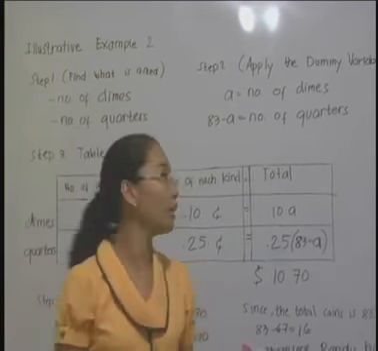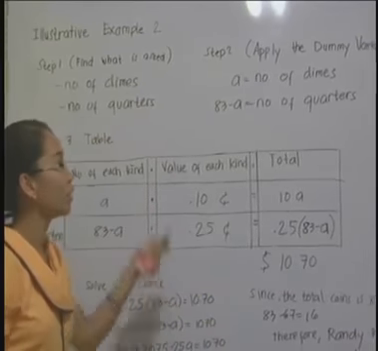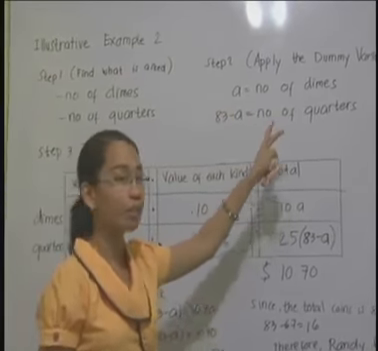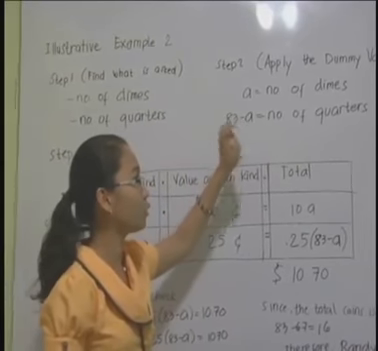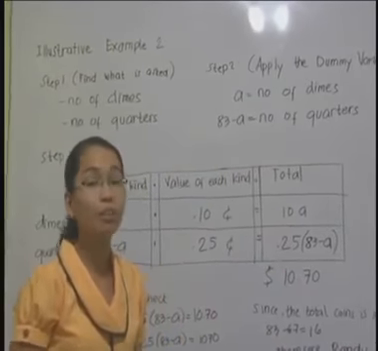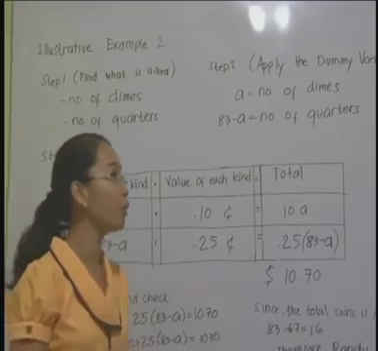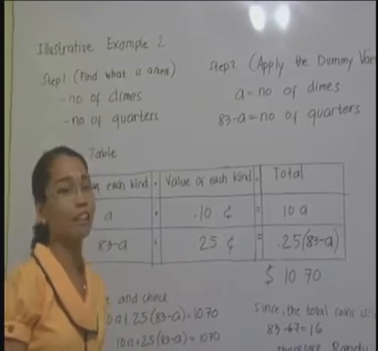Because we don't know how many quarters and dimes, we let A be the number of dimes, and 83 minus A is equal to the number of quarters, because the total number of dimes and quarters is 83.